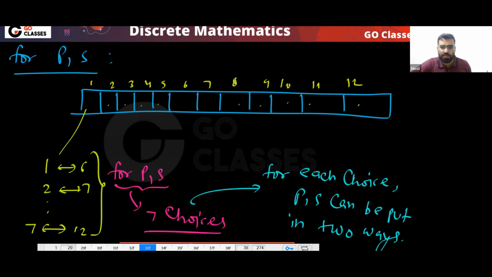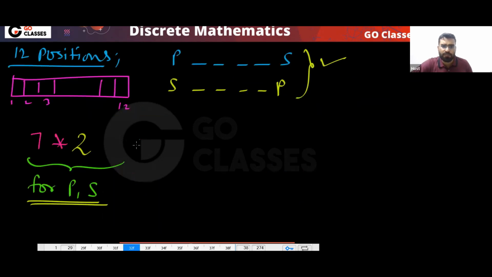I hope this is clear to everyone. So this is for P comma S. Now P comma S is done. For example, if P is here, at 2, then S will be in the 7.